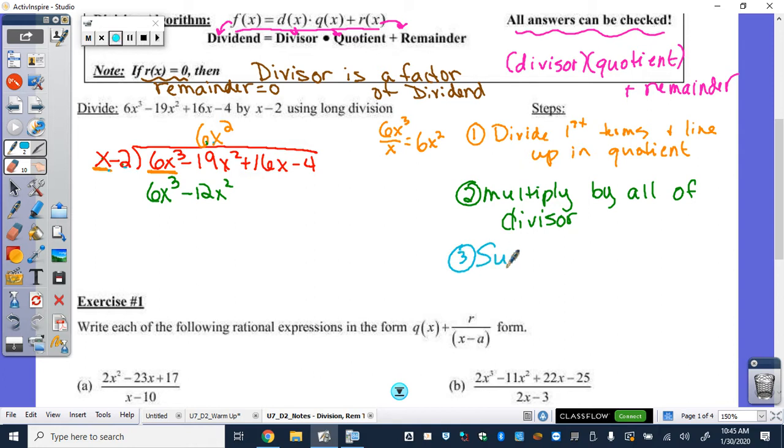Step 3, we're going to subtract. I put parentheses around it. Just remember, I have to subtract both parts of it. So 6x cubed minus 6x cubed cancels out, which is what we want to have happen. I'm subtracting a negative 12, so that really means I'm adding that. So negative 19x squared plus 12x squared gives me a negative 7x squared.